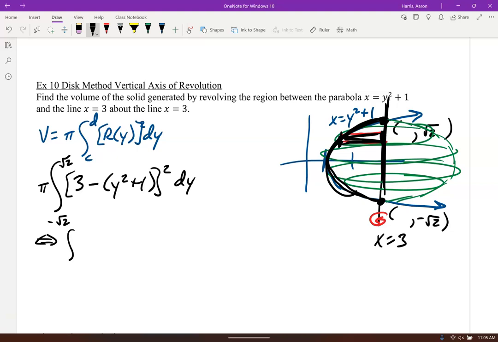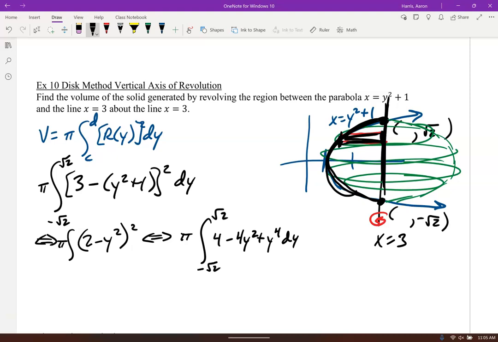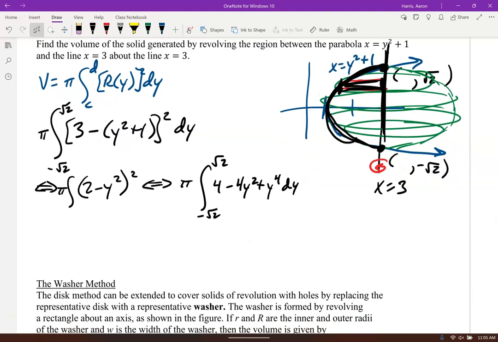So we've got 3 minus y squared minus 1, so 2 minus y squared, squared. Don't forget the pi that I always forget. 2 minus y squared times 2 minus y squared. We've got 4 minus 4y squared plus y to the 4th, dy, from negative root 2 to positive root 2. And then we'll keep going with that. So we've got 4y minus 4y cubed over 3 plus y to the 5th over 5, from negative root 2 to positive root 2.